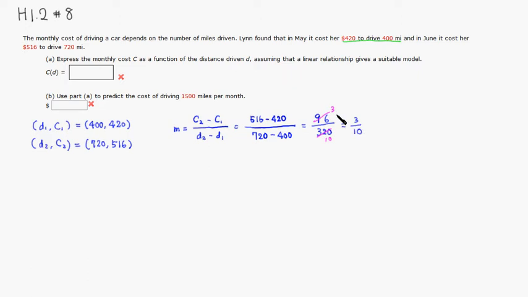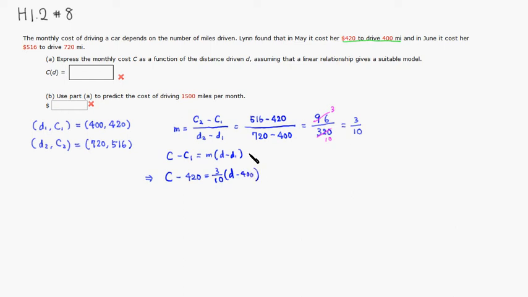Once you have a slope, we can use the point-slope form to find the equation. Remember, C is like y, so C minus C1 is equal to slope m times D minus D1. From here we can get the equation. C minus C1, which is 420, equals m, which is 3/10, times D minus D1, where D1 is 400.